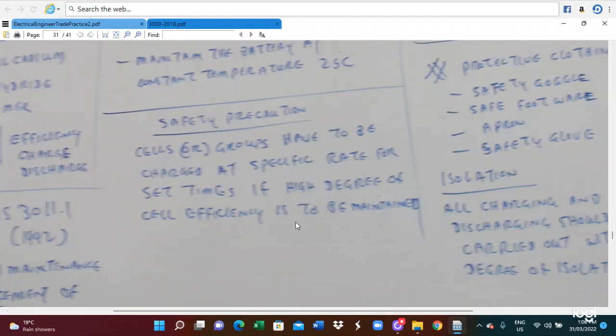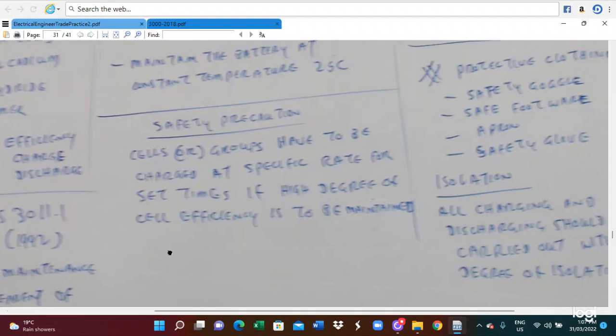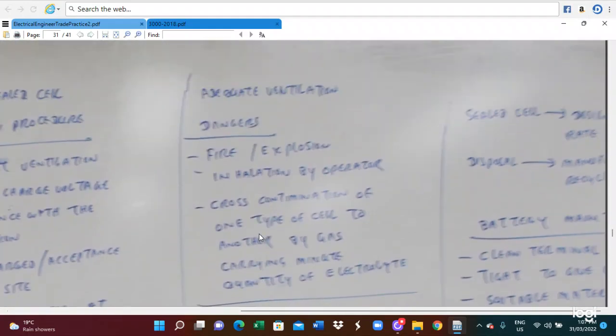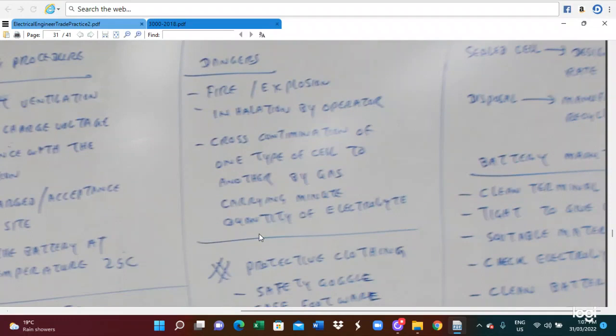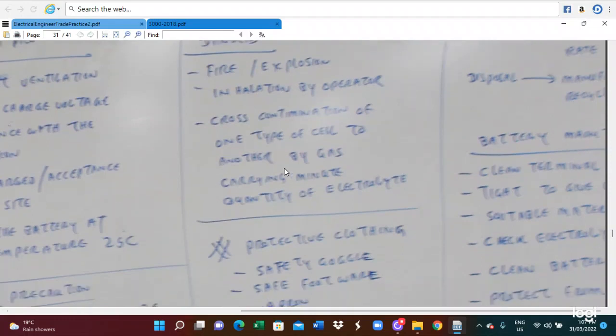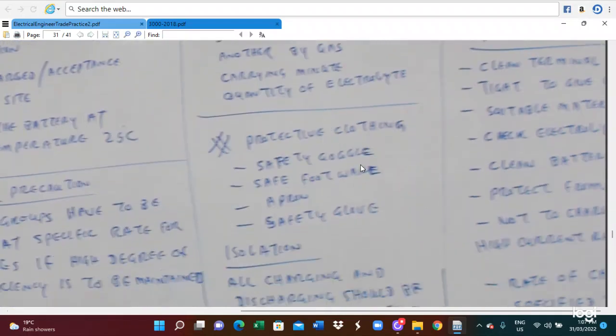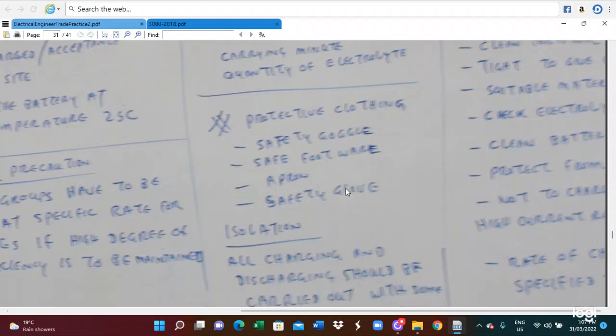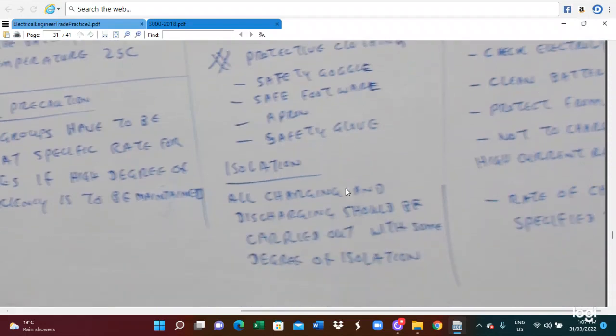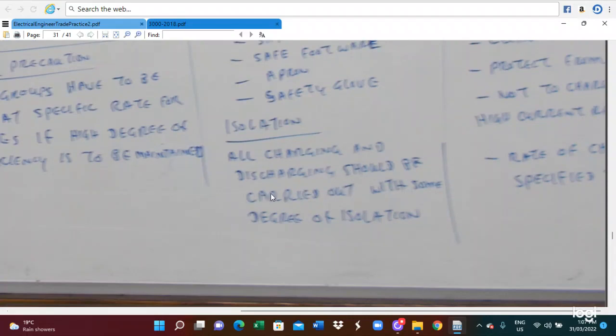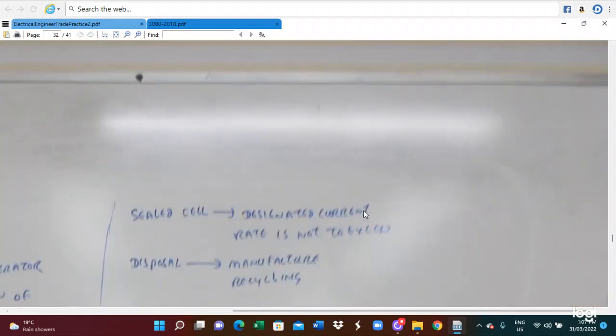Cell grouping, cells are charging. We have to utilize the appropriate rate for the set time to charge or discharge the cell. So in this case, we also have to know about the danger, because the battery can cause a fire or explosion, and sometimes wrong installation can damage the battery. And also protective clothing needs to be utilized when we are using the battery, and also safety footwear, apron, and safety glasses must be utilized. So all the clearance, all the isolation, all the clearing and discharging should be carried out with the appropriate installation method. So this is also important.